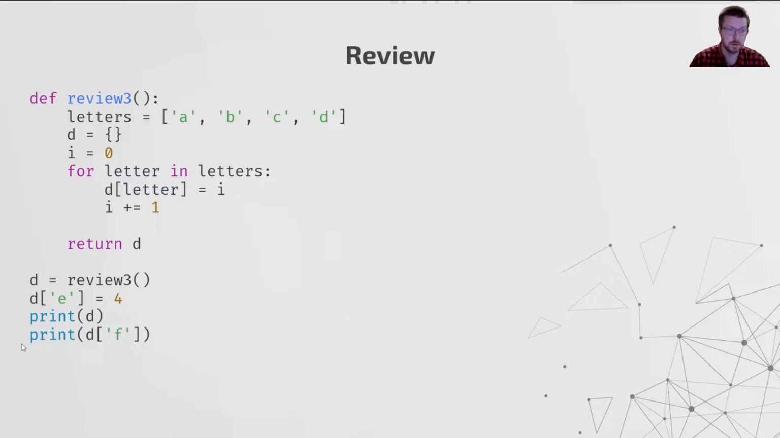So down below here, we have d being this dictionary that we've just constructed with keys from A to D and values from 0 to 3. We then insert another key, E, with a value of 4. So when we encounter this print d, we're going to see the stringified version of this dictionary containing keys from A to E and values from 0 to 4. But when we encounter this final print statement and we try to print the value for the key of F, we'll encounter a key error because that key is not in our dictionary.